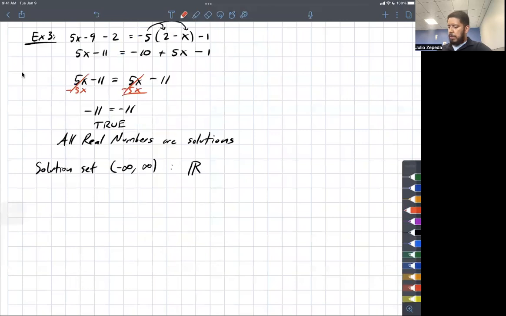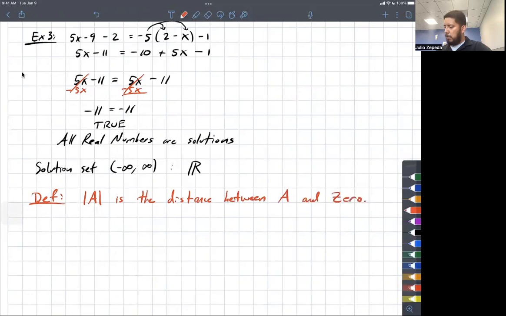Now a quick definition. This is on the worksheet, I believe, but it's important that we know what the absolute value means, what its definition is. So we say that the absolute value of a number A is the distance between the number A and 0, the number 0, on a number line.